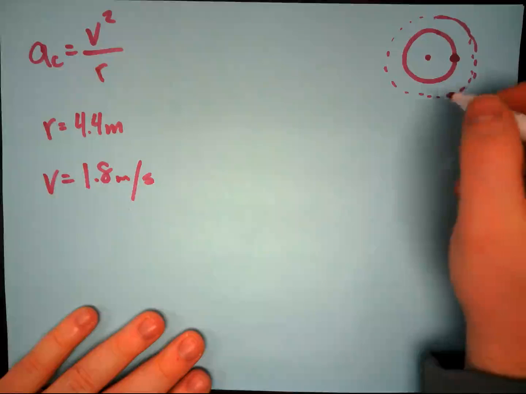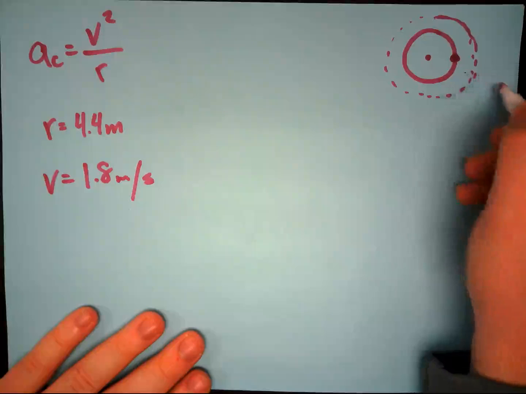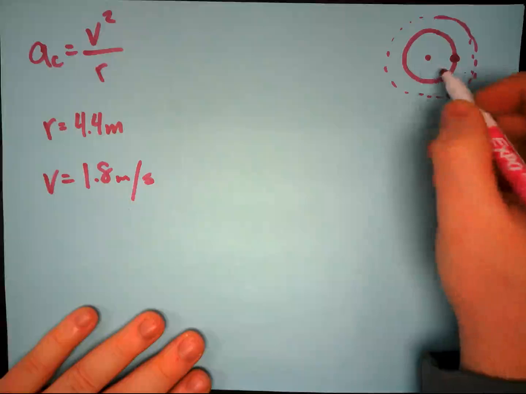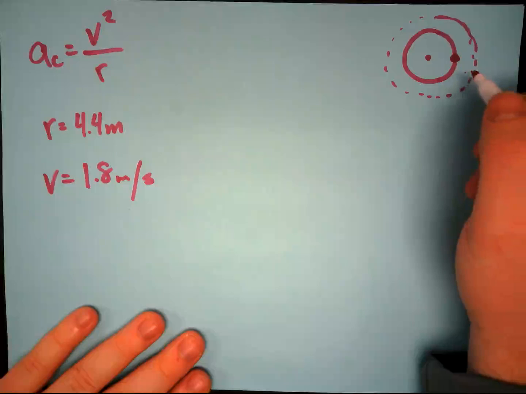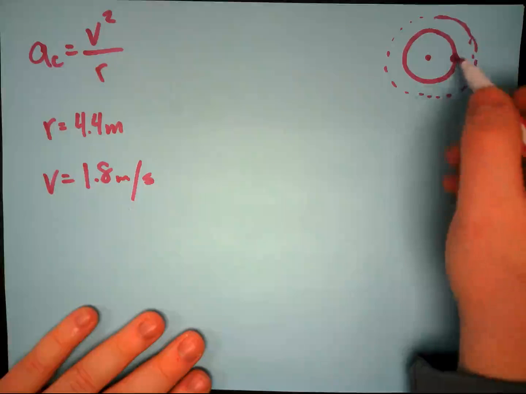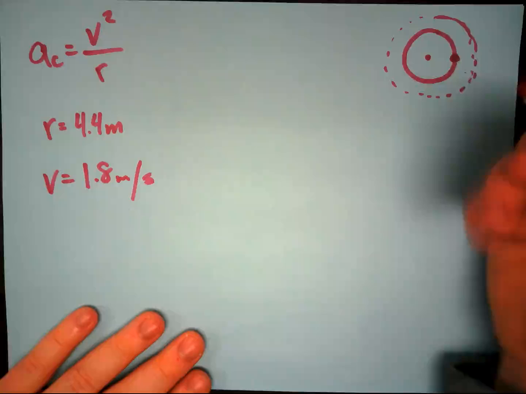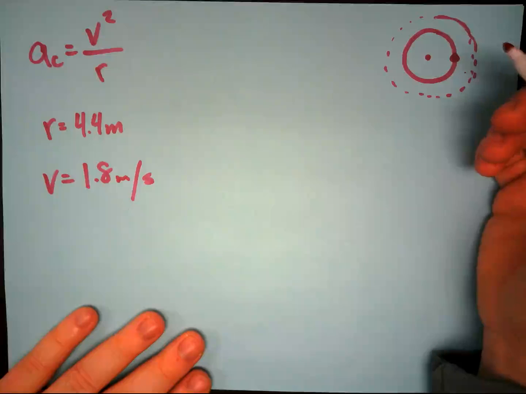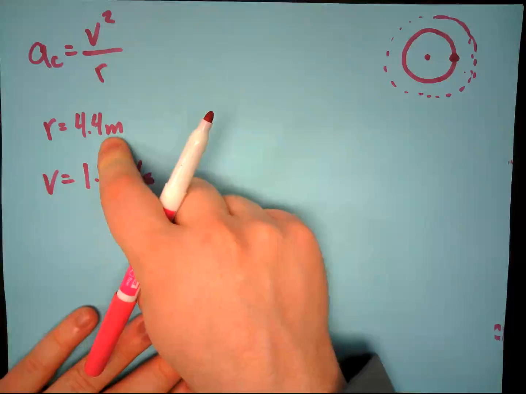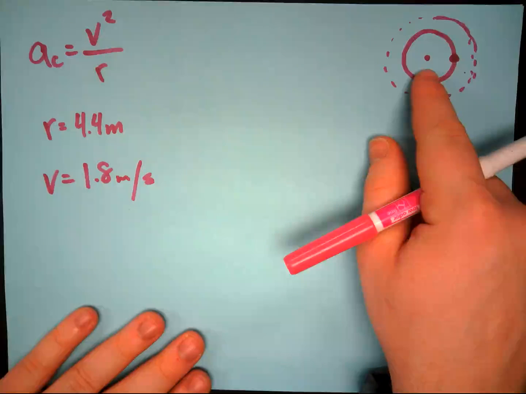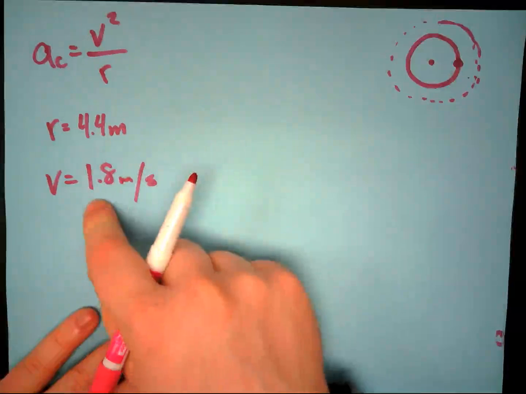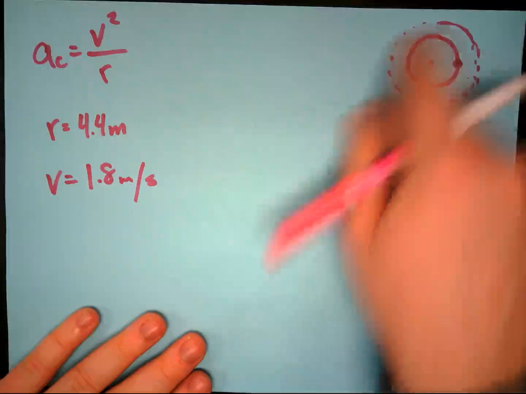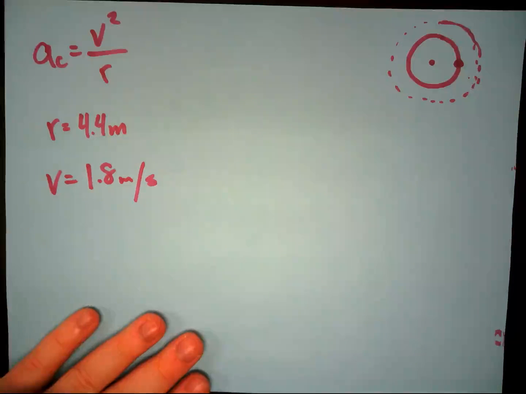What you'll see is that as you increase the distance from the center, as you increase the radius, it's going to decrease the centripetal acceleration, and we'll get to that later on. But it doesn't matter exactly where the girl is sitting on the merry-go-round. It's just the fact that she is sitting 4.4 meters from the center. That's what we care about. We want to know what her acceleration is at this distance, going this rate all the way around.